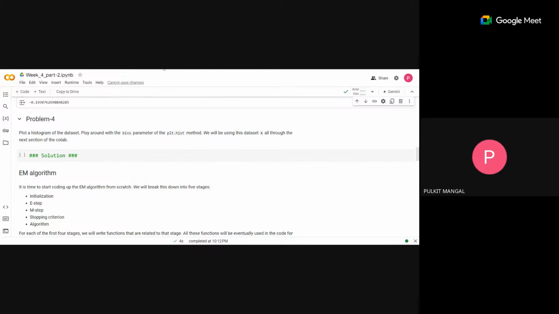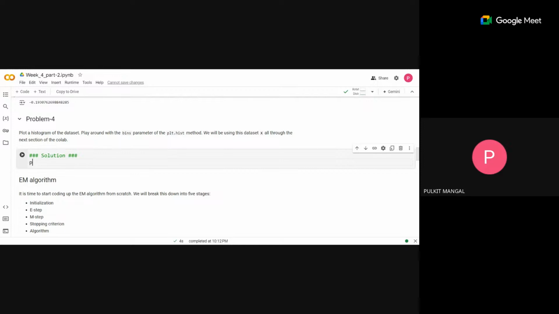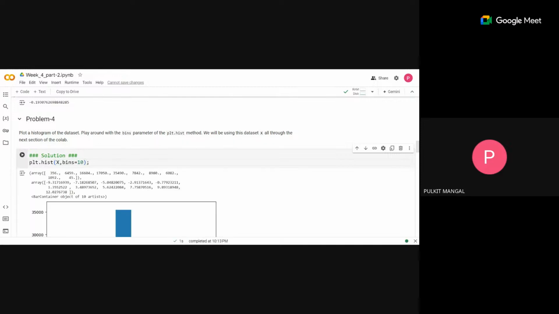So let's move toward problem 4, which is about plotting the histogram. What was the method? It's already given, plt.hist. We discussed this in the last session also. What parameters will it take? Bins, yeah, bins. And what is the other? The array itself, right, from which you will be plotting. So let's first start with 10 bins.